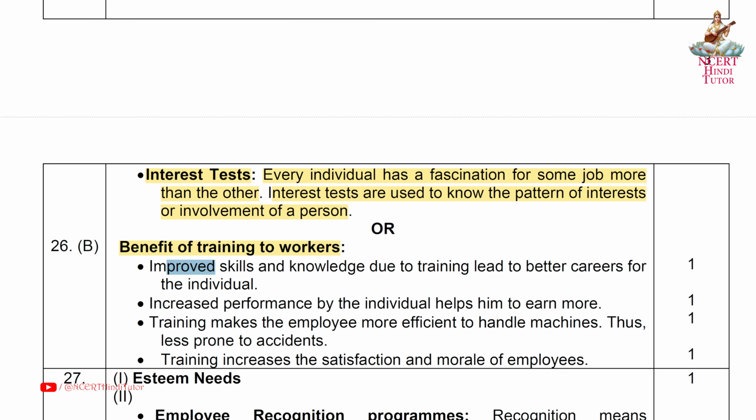First, improved skills and knowledge due to training led to better careers for the individual. Second, increased performance by the individual helps him to earn more. Third, training makes the employee more efficient to handle machines, thus less prone to accidents. Fourth, training increases the satisfaction and morale of employees.